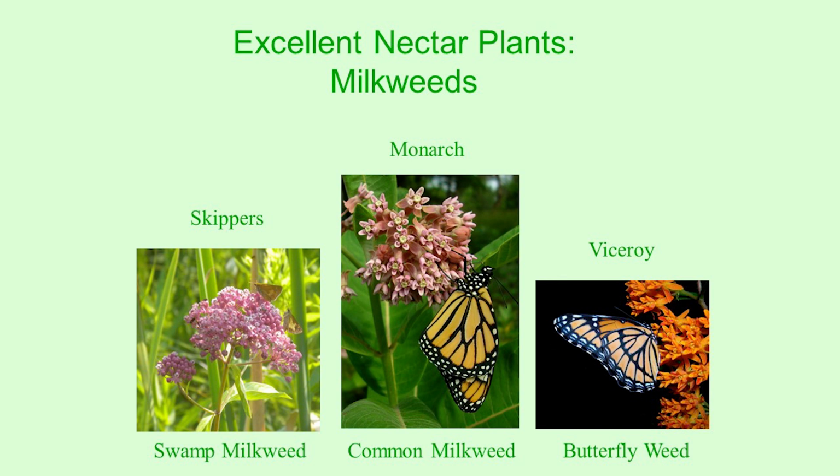Excellent nectar plants are the milkweeds. So on the left, for example, is the swamp milkweed with some skippers on it, unidentified at this point. And then you have the monarch on common milkweed, and you have a viceroy on butterfly weed. So the three of our common milkweeds in our area are all good nectar plants, not only for butterflies, but for other insects as well.